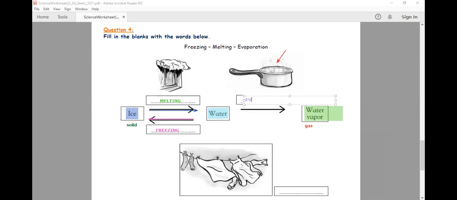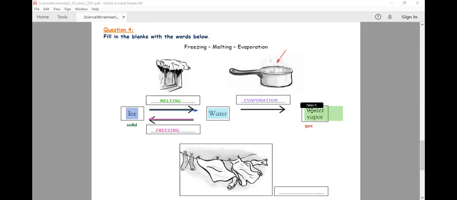Miss, you do not choose me. Who are you? Mira. Mira, I choose you. Yalla, Mira. Evaporation. Okay, good job, Mira.